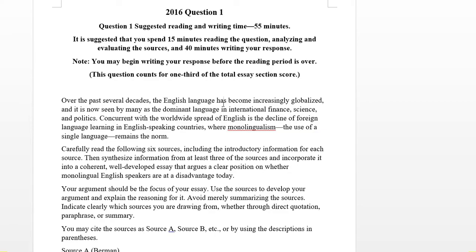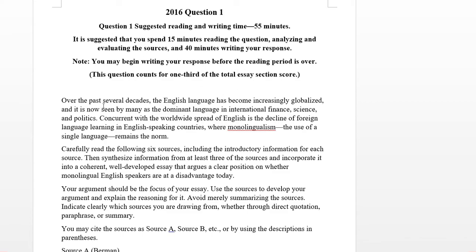You can see that there's suggested reading and writing time. I don't think you need to pay a lot of attention to that for now. I'll talk to you more towards the end about what the ideal timing is for reading and writing. So let's read this prompt here.